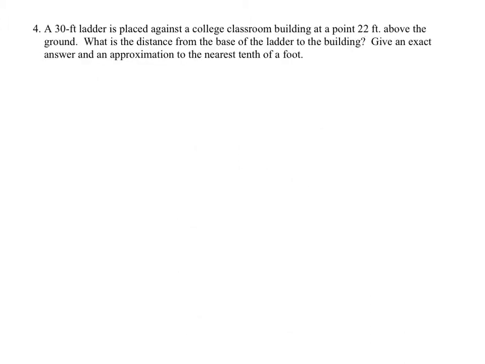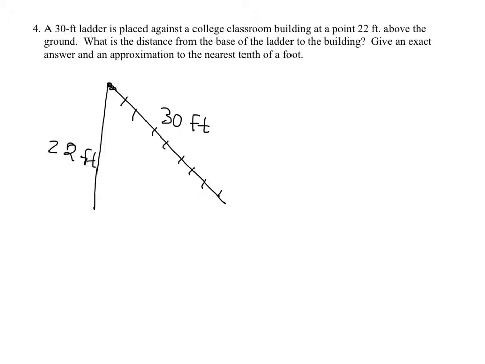Now let's do a little application. A 30-foot ladder is placed against a college classroom. So here's my ladder, and it's 30 feet. And it's placed against a college classroom building at a point 22 feet above the ground. 22 feet. Here's my little ground. You put a little flower on it. What is the distance from the base of the ladder, right here, to the building?